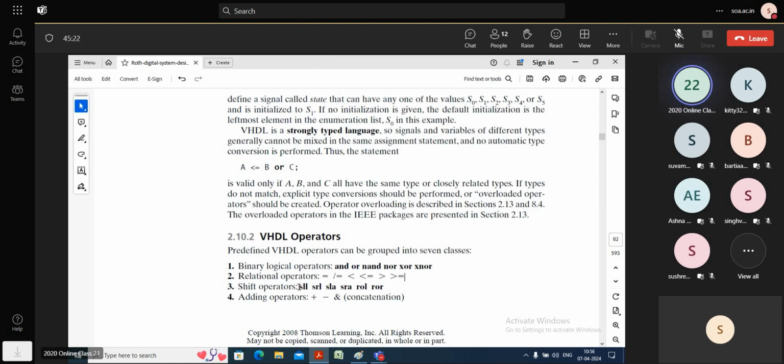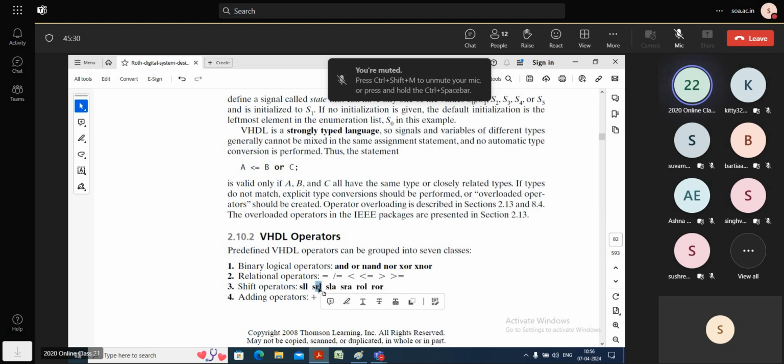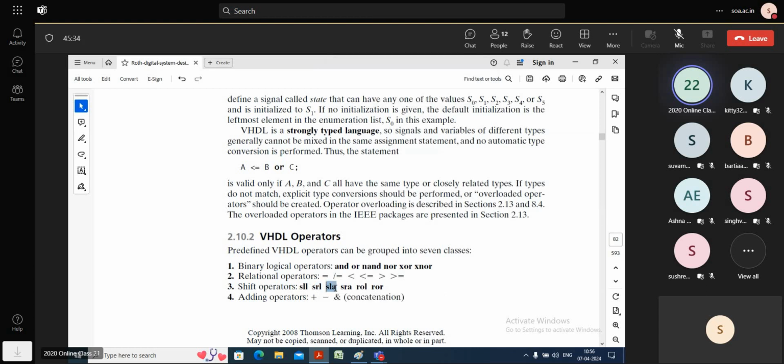shift operators. SLL stands for shift left logical. SRL stands for shift right logical. SLA stands for shift left arithmetic. SRA stands for shift right arithmetic. ROL stands for rotate left, and ROR stands for rotate right. All these are shift operators.